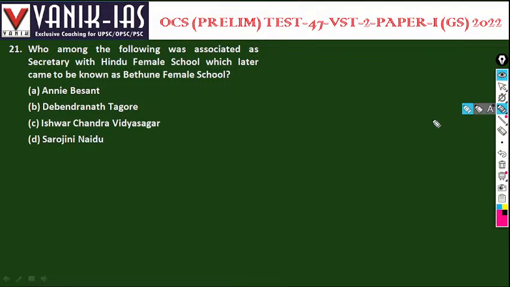Next. Who among the following was associated with the Secretary of the Hindu Female School, which later became Bethune's Female School? Bethune Female School is a very important school in modern times. Who was associated? It is Ishwar Chandra Vidyasagar. He was associated with Bethune School, right? He also started the Sanskrit College, and he is also associated with the 1856 Widow Remarriage Act.